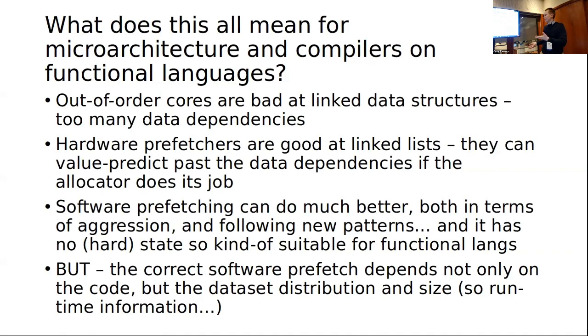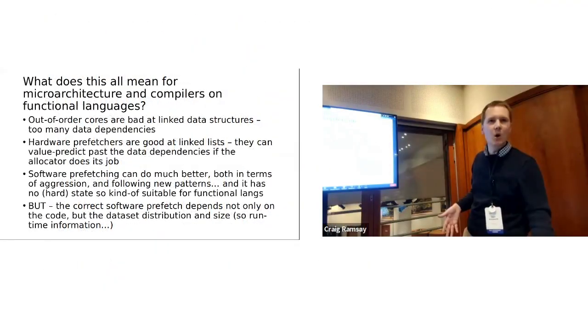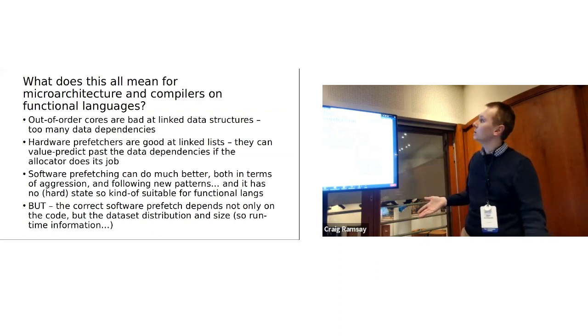But the correct software prefetch depends not only on the code, but on the data set distribution and size, so runtime information. You need a data set that's big enough to not fit in your cache, otherwise all of the extra instructions just slow you down. You need to fetch ahead in the right way. All of this stuff makes it just a real pain to use unless you really know what you're doing. And there's basically no avoiding that, right? Because you don't have the ability to react at runtime in the way that hardware prefetchers do.